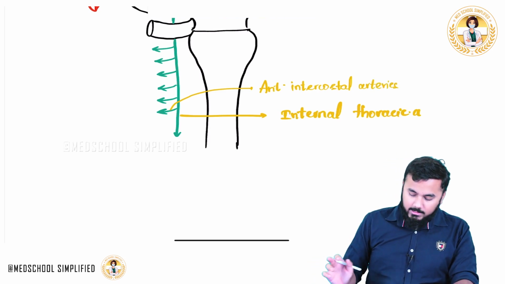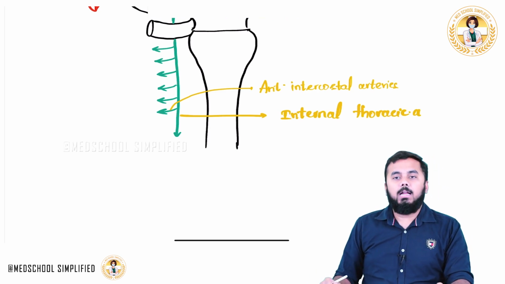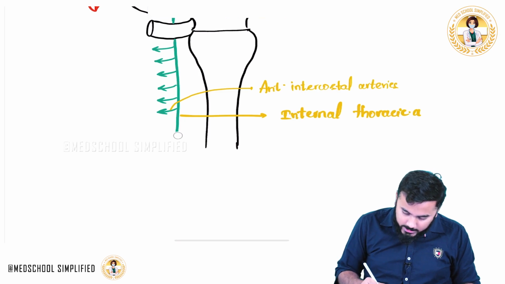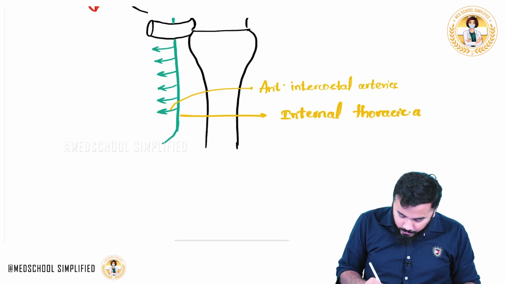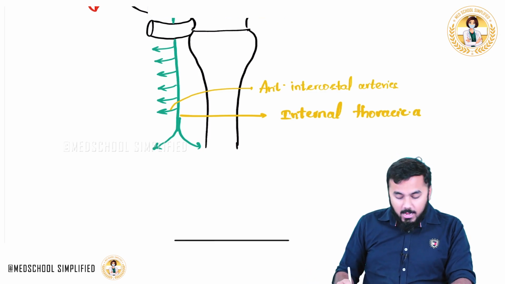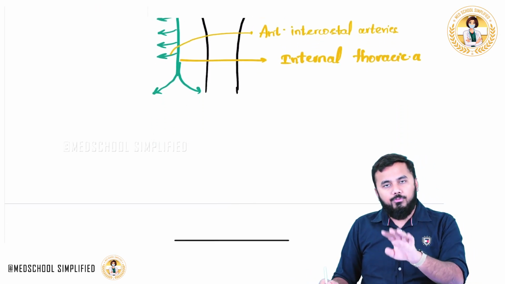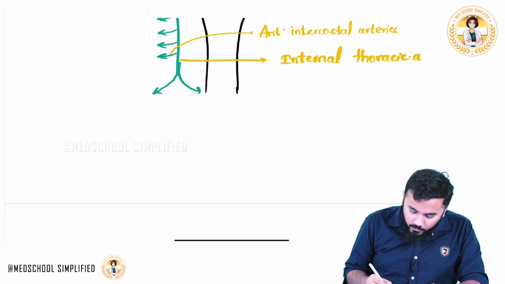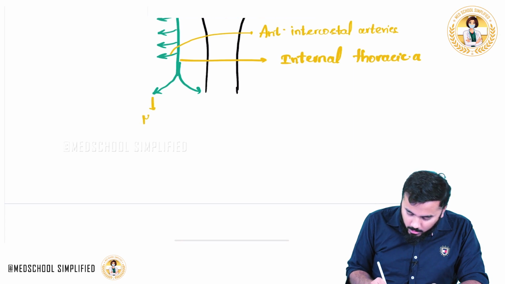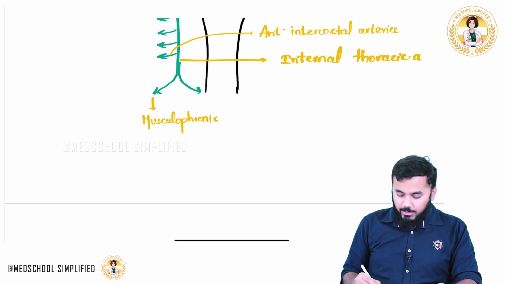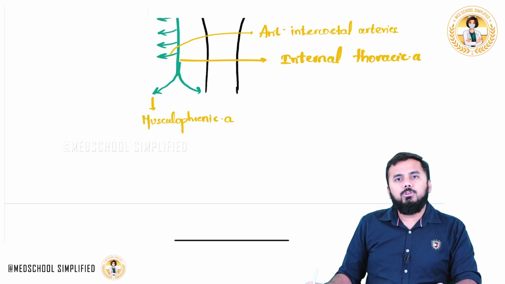Okay, and this internal thoracic artery, down here, will divide into two branches. What are these two branches? One is called musculophrenic, another one is called superior epigastric. So this one is called the musculophrenic artery. It supplies your diaphragm.